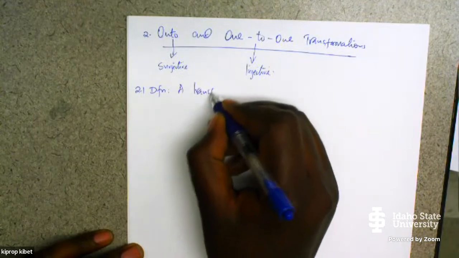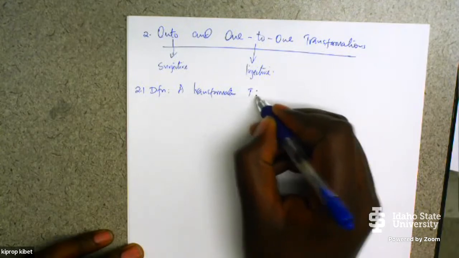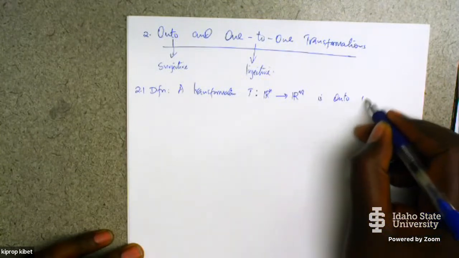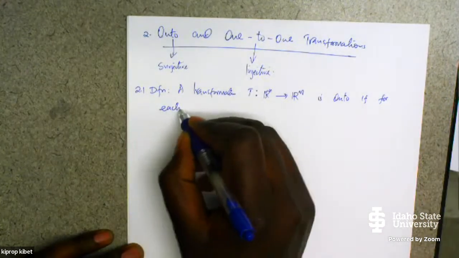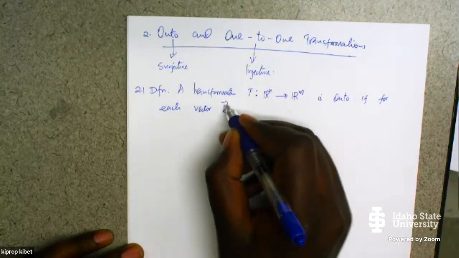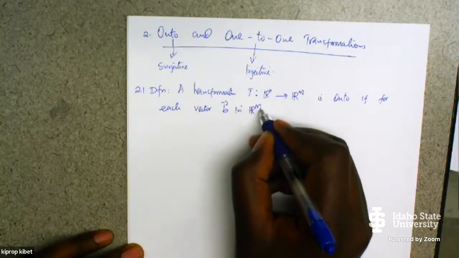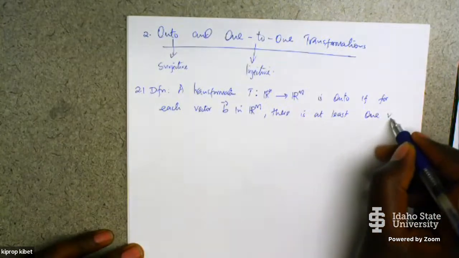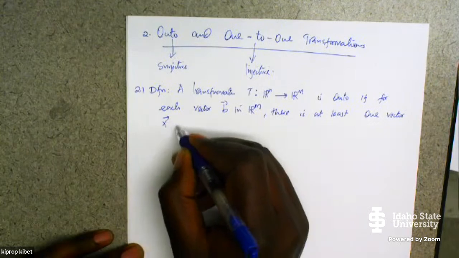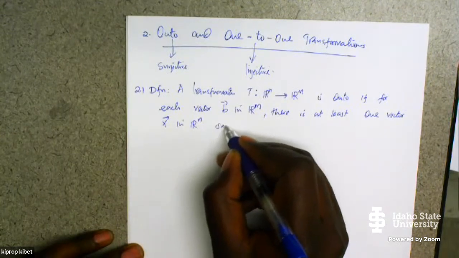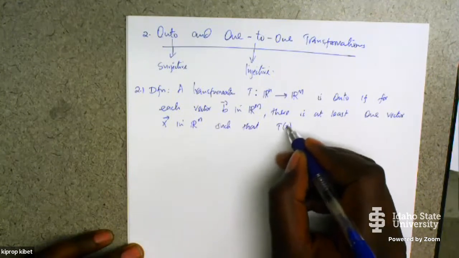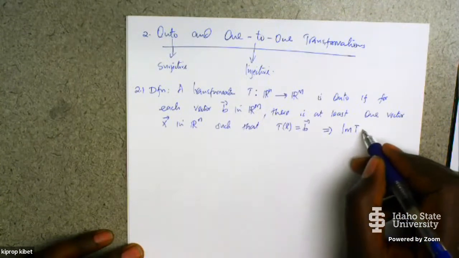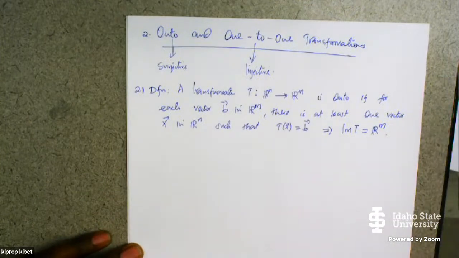A transformation, which we put as from Rn to Rm, is onto if for each vector B in Rm, there is at least one vector X in Rn such that T of X equals B, which we usually name as the range of T equals Rm.